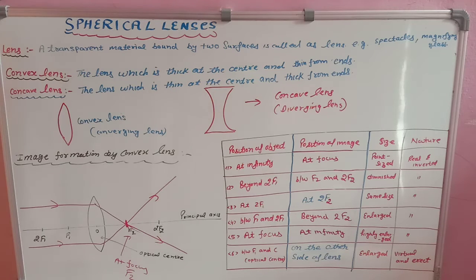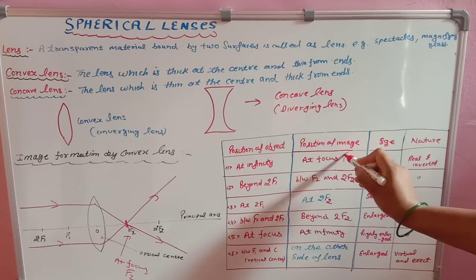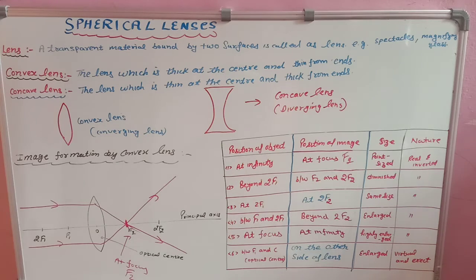Okay, so this is your first ray diagram, that is when object is at infinity, then image is at focus, means at F2. It is point sized and it is real and inverted. Simple diagram. Don't forget to draw arrows, because arrows are representing direction of ray. Now let us proceed further.